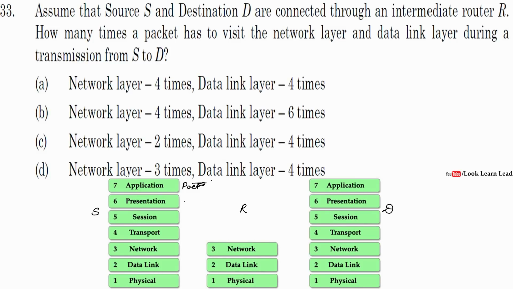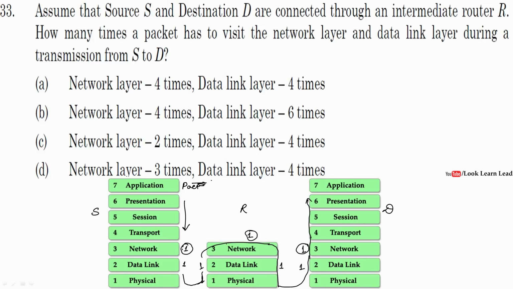Now if a packet has to be transferred from the source to destination, this is the packet, so we have to count the network layer and the data link layer. The packet would travel here: network layer 1 time, data link layer 1 time. From the physical layer it would go here, network layer 1 time, data link layer 1 time, then network layer 1 time. Then it would come here, data link layer 1 time, then here data link layer 1 time, and here network layer 1 time, and it would reach the destination. So network layer is 1, 2 and 3.